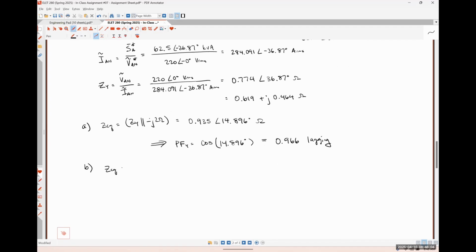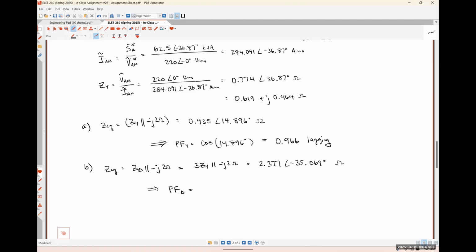So ZEQ is just going to be Z delta in parallel with minus J2 ohms, which is the same thing as 3 ZY in parallel with minus J2 ohms. And because I already have most of that in my calculator, that's going to make this really easy. I just need to put a 3 in front of what I have for ZY. I wound up getting an equivalent impedance of, there we go. Sorry, my stylus didn't want to write for a moment. 2.377 with an angle of negative 35.069 degrees ohms.